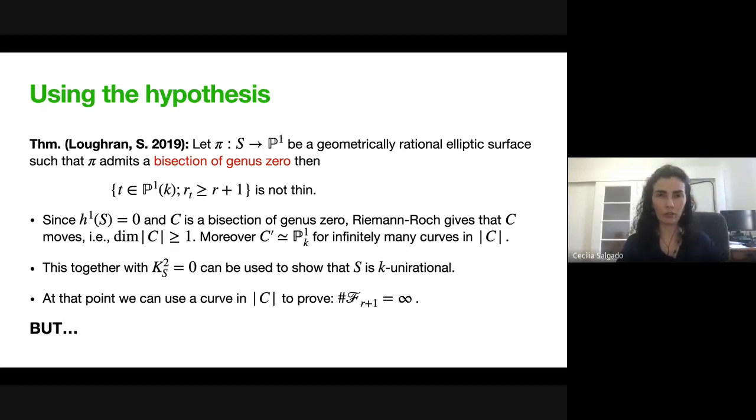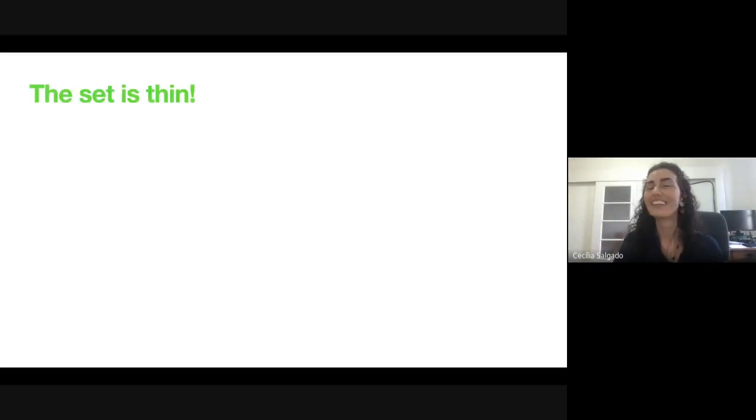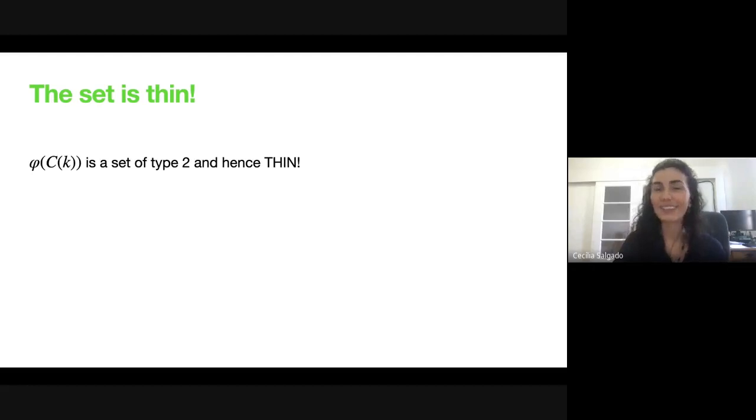Now, if you're following, if you're still there, you might be wondering, the set is thin, right? Where is it jumping? The rank is jumping on the points that lie on the image of the C(K) points inside of B(K), right? Phi of C(K). So this is a set of type 2. This is clearly thin. So one more reason to think, when Dan asked it, that this set is thin.